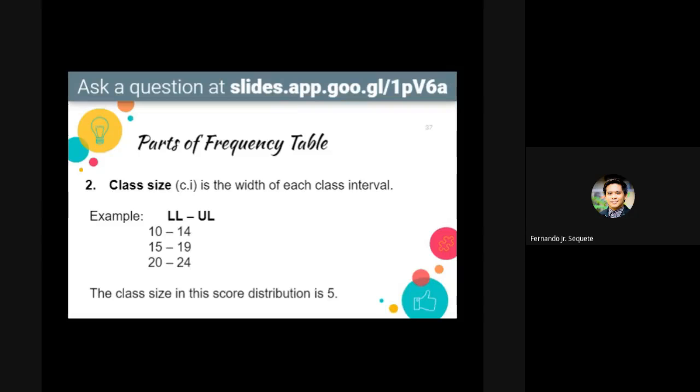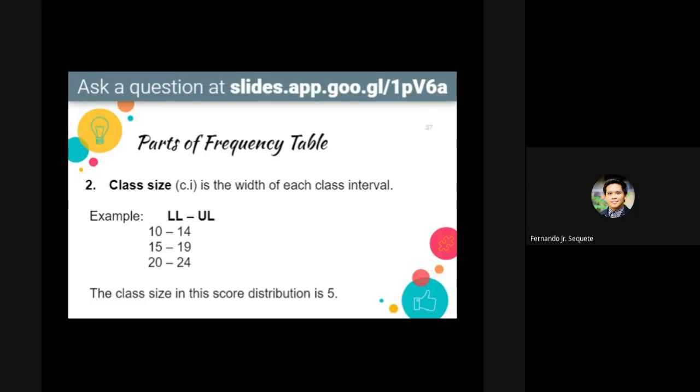Therefore, the class size of this group is 5. It is not 14 minus 10, because that gives a different answer. You also should not start counting from 11. You have to count starting from number 10, from 10 to 14. That's why we got 5 here.